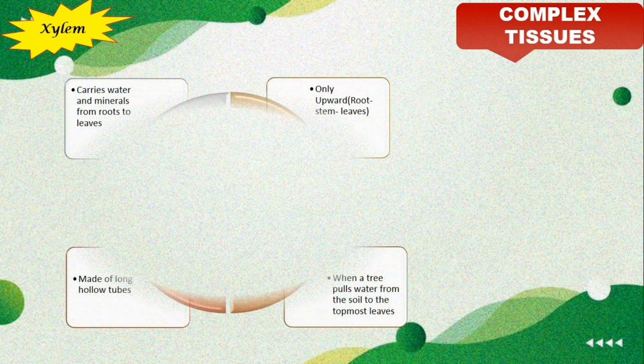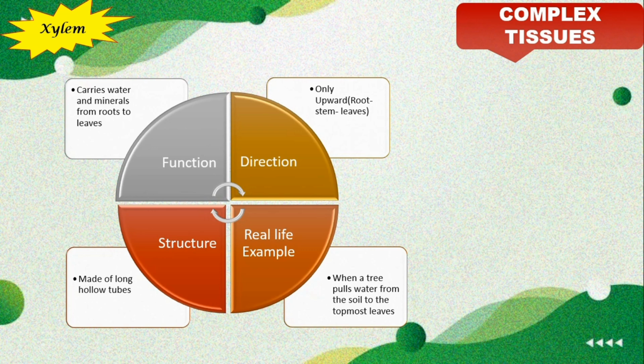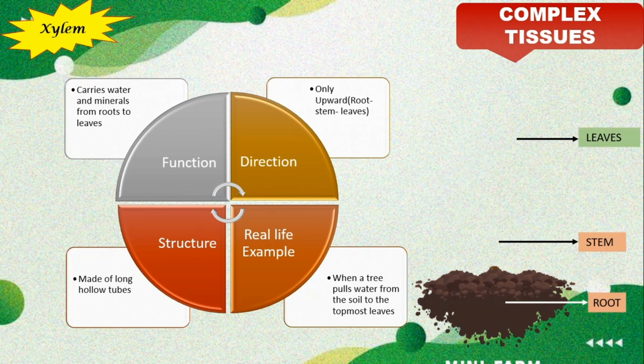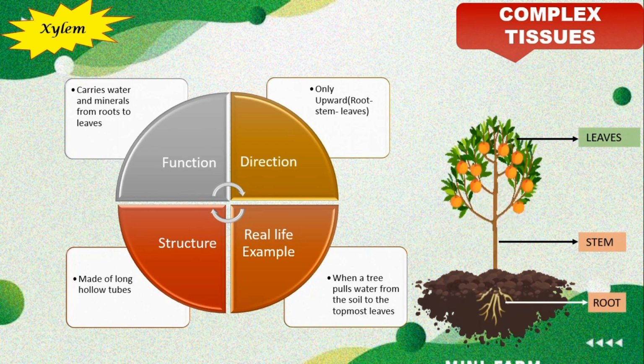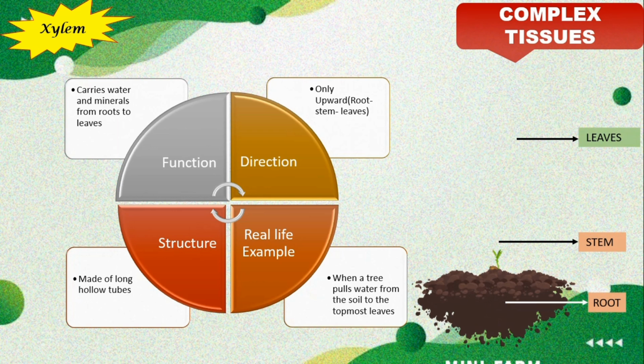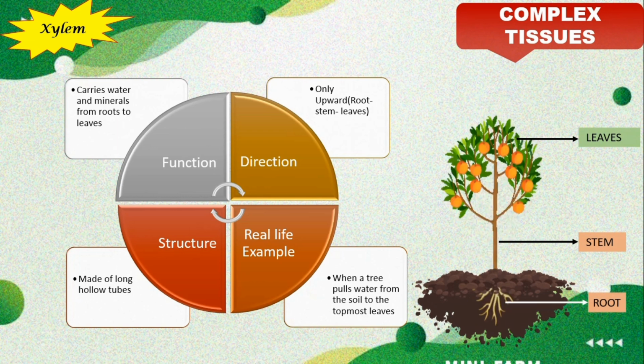Now we'll start with the complex tissues. Complex tissues are basically xylem and phloem. These are the characteristic features of xylem. Like function, what does it do? It carries water and minerals from the roots to the leaves, and the direction is only upward, from the root to the leaves. It starts from the root to the stem and then leaves.